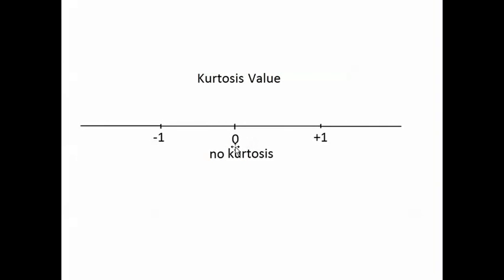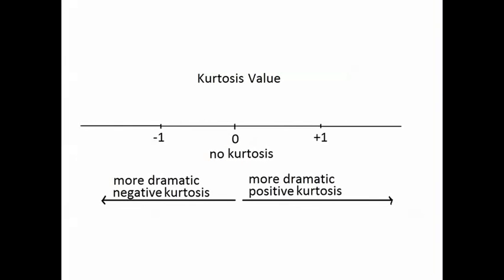And just like with the skewness value, a kurtosis value further below 0 means you have a more dramatic negative kurtosis. It means that the data is more dramatically flattened out. A kurtosis value further above 0 means you have more of a dramatic positive kurtosis, meaning that the data has even more of a tall and narrow peak. But just like before, with the skewness value, a kurtosis value between -1 and +1 means that you have roughly no kurtosis in your data.